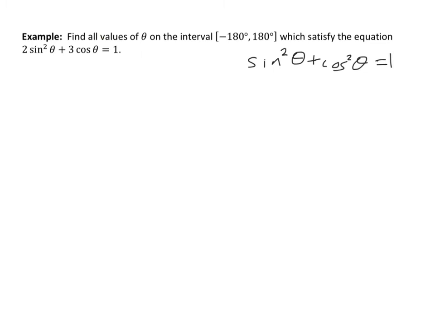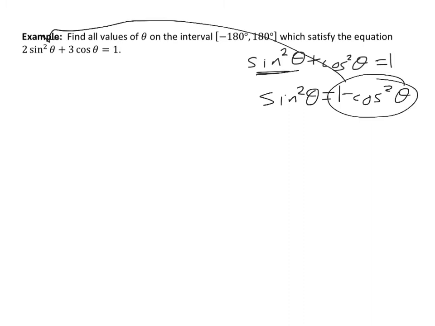So instead, I'm going to opt for the easier conversion. I'm going to convert the sine squared into a cosine squared, and that'll help me avoid square roots. So if I solve this for sine squared, I'll have sine squared theta is 1 minus cosine squared theta, which I could take and put in right here.